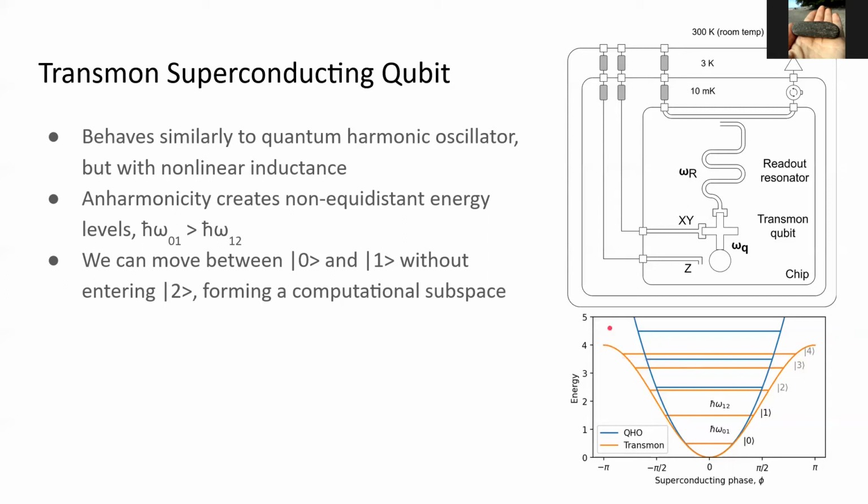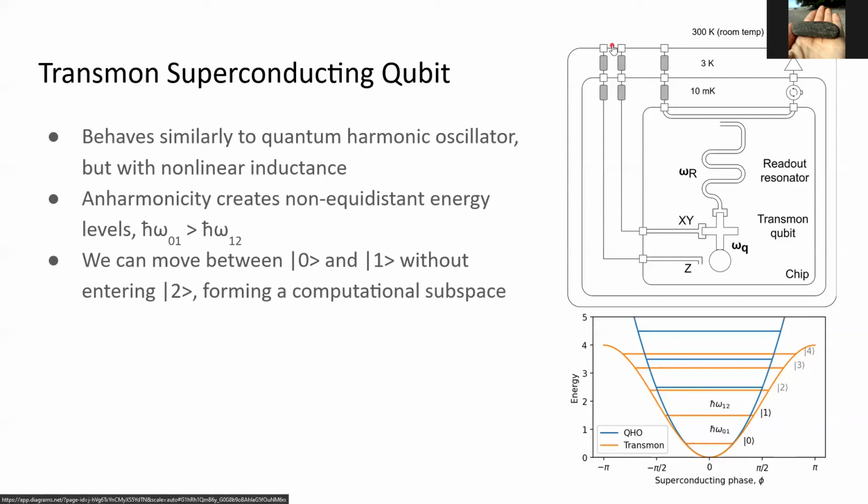We can see here the blue is a quantum harmonic oscillator, and the energy levels are equal distance. But in the orange, we have the behavior of a transmon. We can see that the energy levels are getting closer together. And this is important to us because we need to be able to excite the qubit from state 0 to state 1, but not from state 1 to state 2 or higher states.